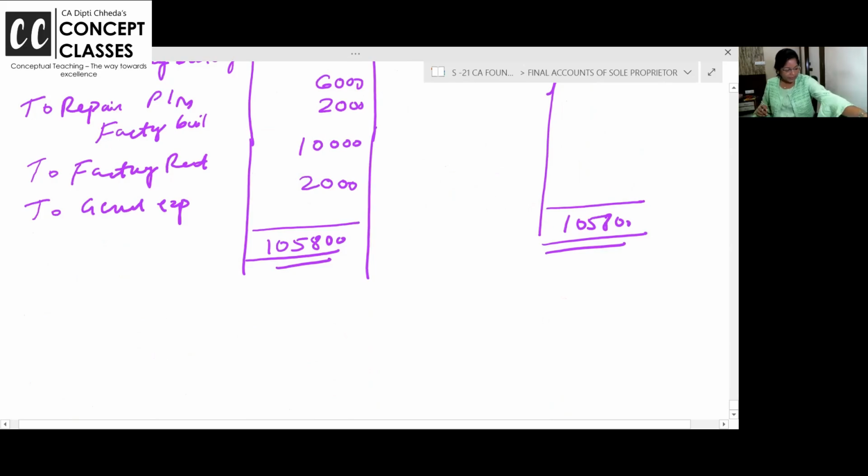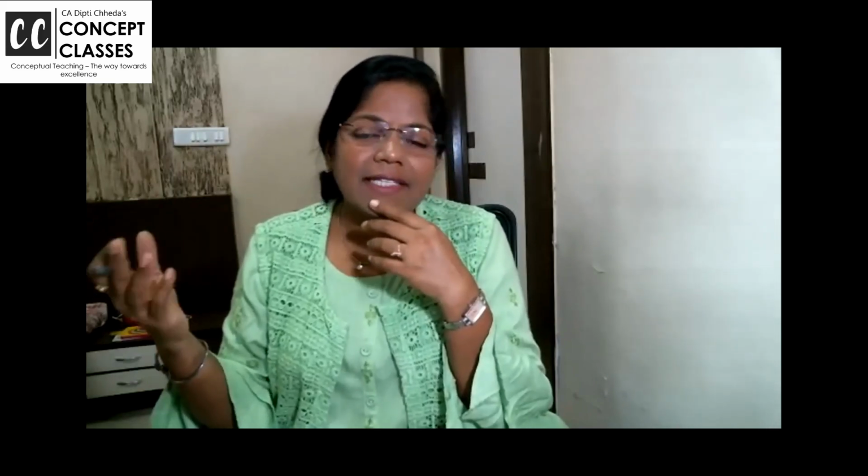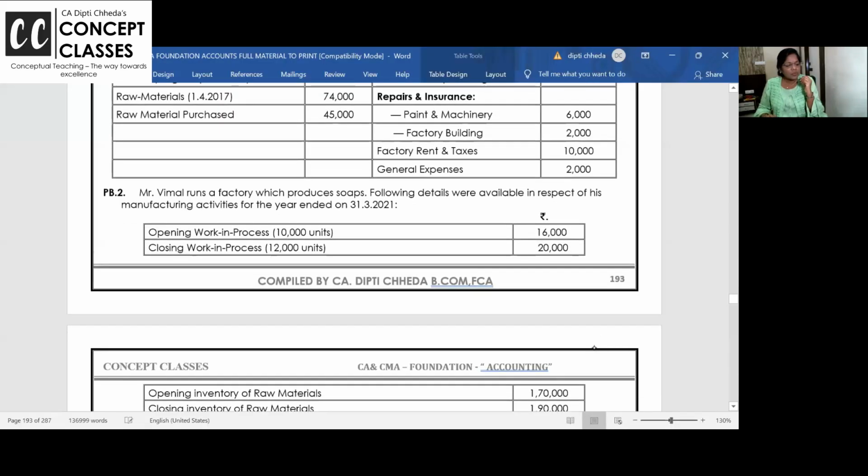Chalo, one more problem we will do. With this, if they ask you trading account details, you should be able to do it. Right? Easy or not clear? Opening work in progress, raw material consumed, all expenses for manufacturing. Credit side, you can say the different things are there is sale of the byproduct, closing work in progress, and whatever goods are ready, finished goods, they will go. Right. Problem number 2 karte hain.